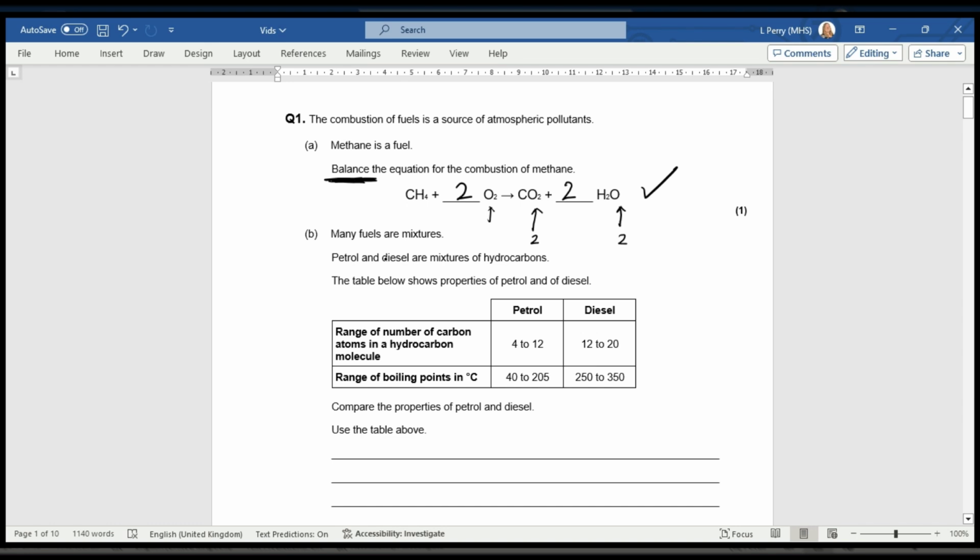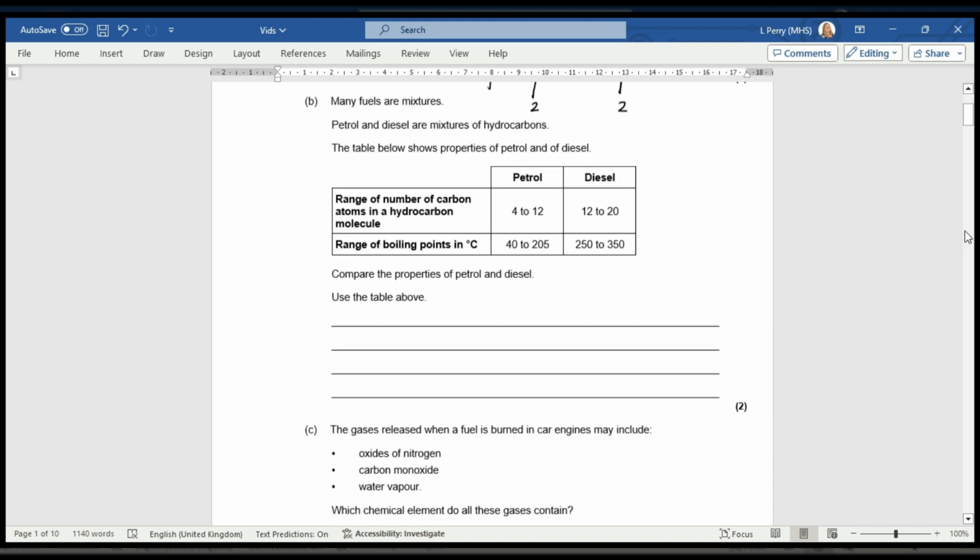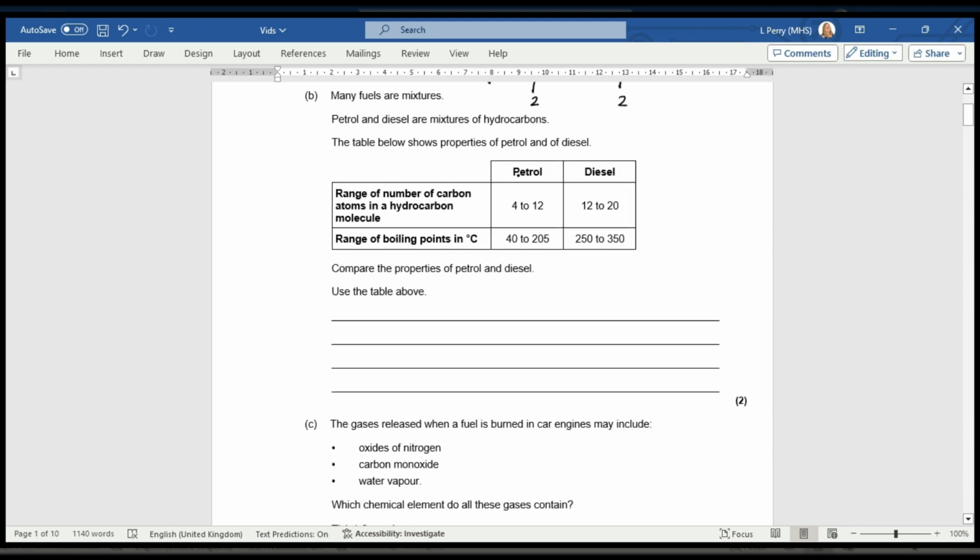Now, next question. Many fuels are mixtures. Petrol and diesel are mixtures of hydrocarbons. The table below shows properties of petrol and of diesel. So it says petrol, range of number of carbon atoms in the hydrocarbon molecule. And then I've got range of boiling points in degrees C, and I've got that for petrol and diesel. And the question is, compare the properties of petrol and diesel, use the table above.